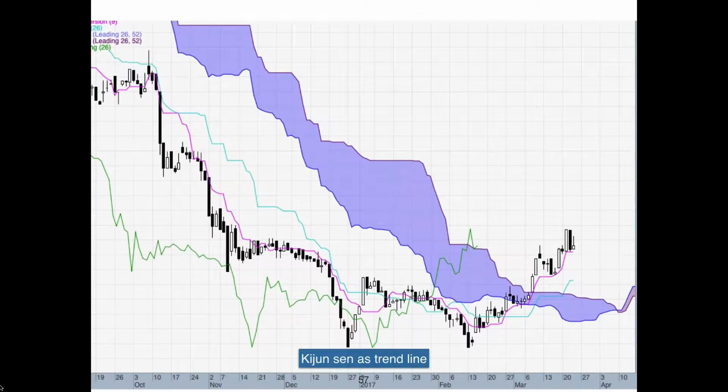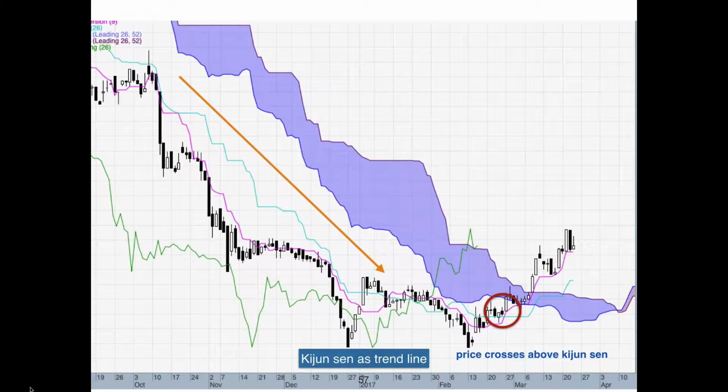Now, in February 2017, the price reversed. The price crossed above the Kijun-sen line. This means that price is higher than the average of the last 26 periods and is now bullish. The result was a change in trend from downtrend to uptrend. Now here's that crossover of the price above the Kijun-sen line that resulted in a change in sentiment from bearish to bullish, and thus price action from downtrend to uptrend.